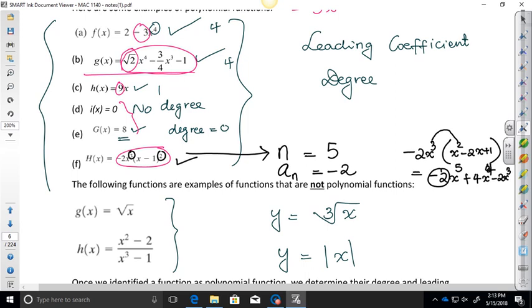That's the leading coefficient and the degree of a polynomial function. So we should be able to identify them. For the leading coefficient, if it's a constant function, then we don't talk about that because there's no x.